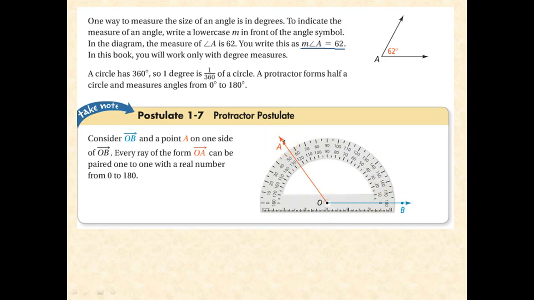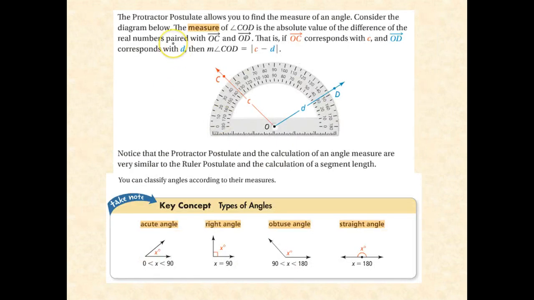The protractor postulate says that if you think about ray OB and then any point over here, that every ray forming OA can be paired with a real number from 0 to 180. And that means that we can get a real number measure for every angle in here. Just kind of like how the ruler postulate was with segments, it's going to help us find the measure of angles. And it's going to be the absolute value of the measure of angle C minus the measure of angle D.